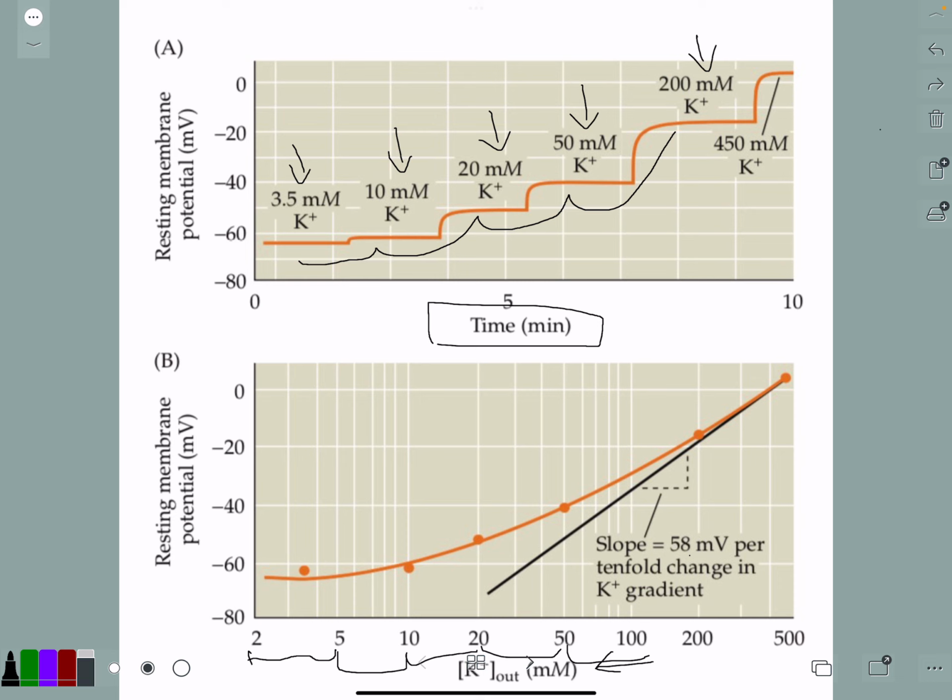Now, the fact that it is not completely linear, but we do have a curve, especially when concentrations of potassium are low, suggests that potassium is not the only ion that is contributing to the resting membrane potential. But because it's really close, especially at high concentrations, it suggests that it's the primary one, that it's contributing the most to the resting membrane potential.